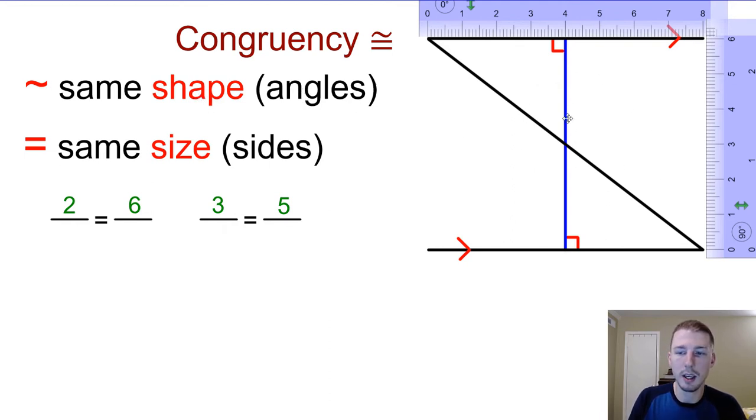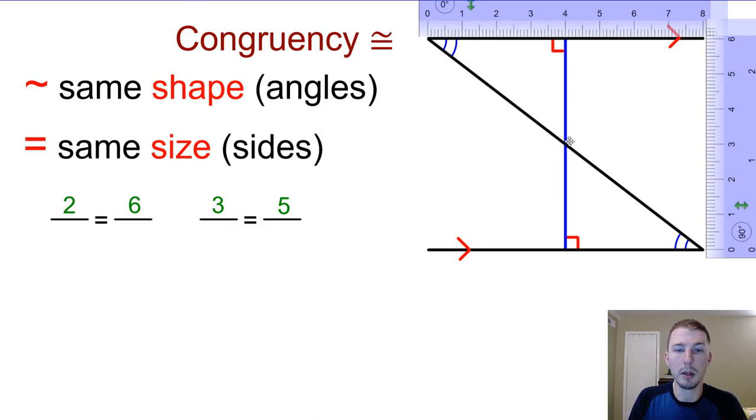In this case, we have parallel lines, so the alternate interior angles are congruent, and these alternate interior angles here are going to be congruent as well. Now that we know that the alternate interior angles are congruent, we know two of the angles are the same, so the vertical angles in the middle also have to be congruent, or we could do that from the third angles theorem as well. So these two triangles have the same angles, which tells us that they're going to be similar to each other, but not necessarily congruent.